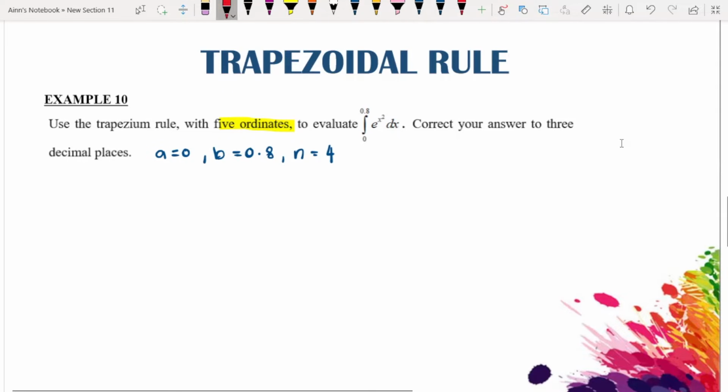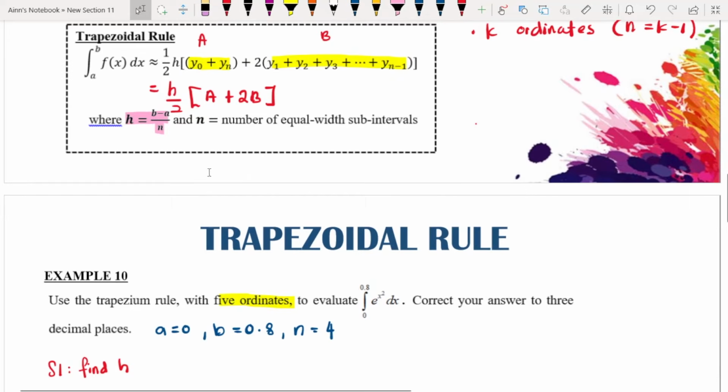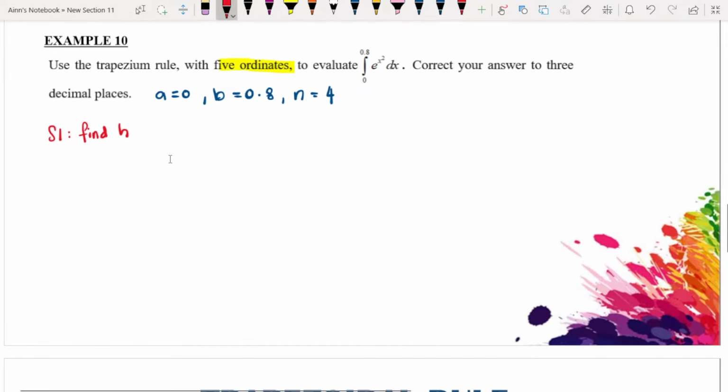So the first step to solve the trapezoidal rule is to find h. As you can see from the previous formula, we have h equals (b minus a) over n. So we just substitute the values. We have h equals (0.8 minus 0) over 4. Therefore, we will have 0.2 here. So the value of h is equal to 0.2.